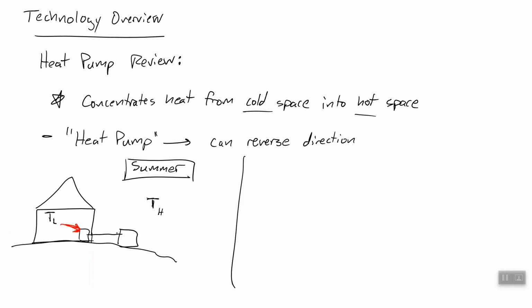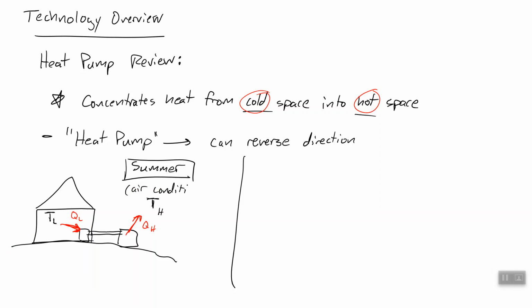Okay, and then that working fluid is brought outdoors into the condenser, where that same energy is then rejected to the hot space. So it concentrates heat from a cold space to a hot space. It's taking the heat from inside your home, putting it outside. This is how an air conditioner works. Most of us have an air conditioner.